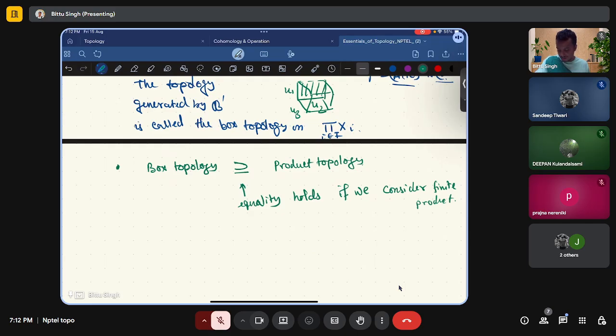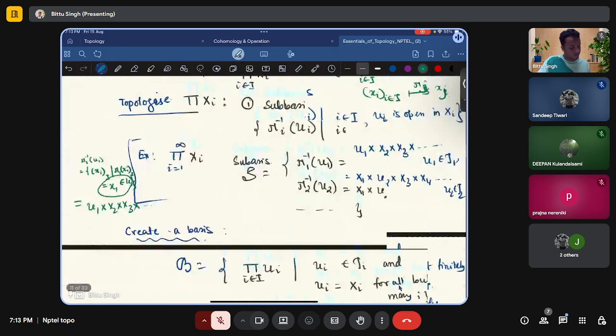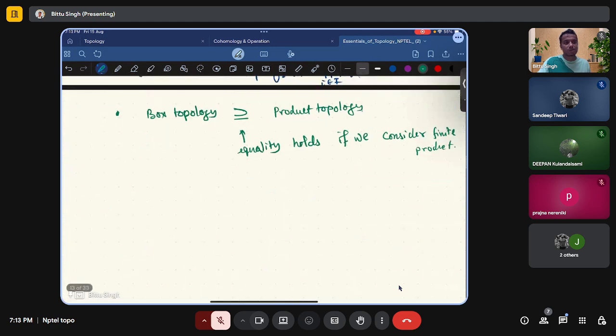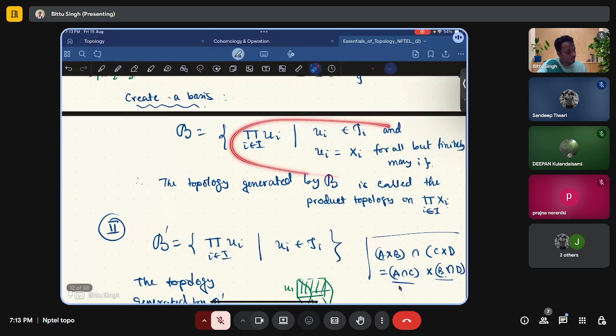So those are some interesting examples to create a topological space. The first example was the natural one, the subspace topology. We just restrict those open sets to that subspace, taking the intersection with that subset. That gives the subspace topology. For the product topology, what are we doing? We are generating the topology by the product of ui, where ui is the same as xi for all but finitely many i.